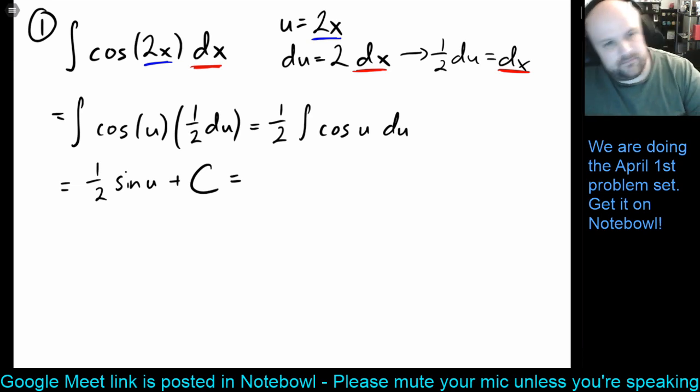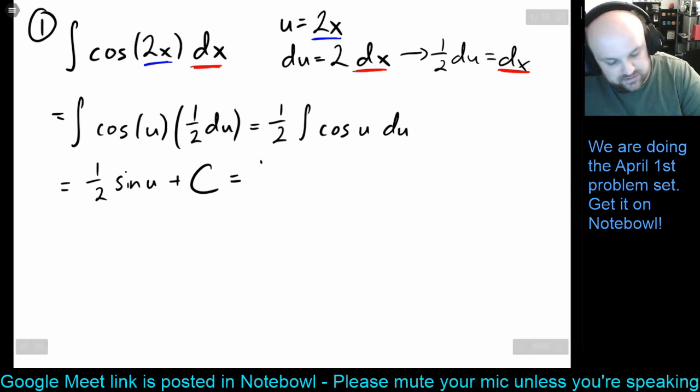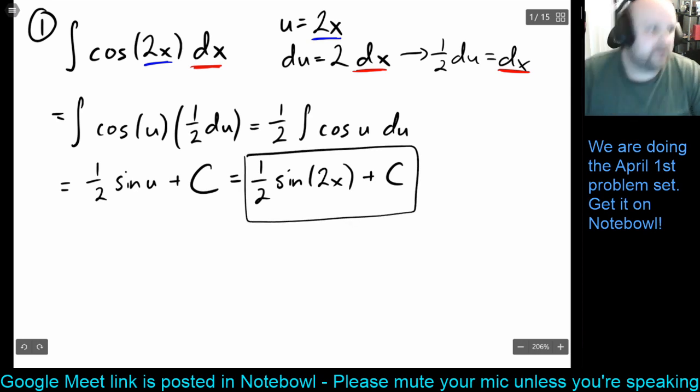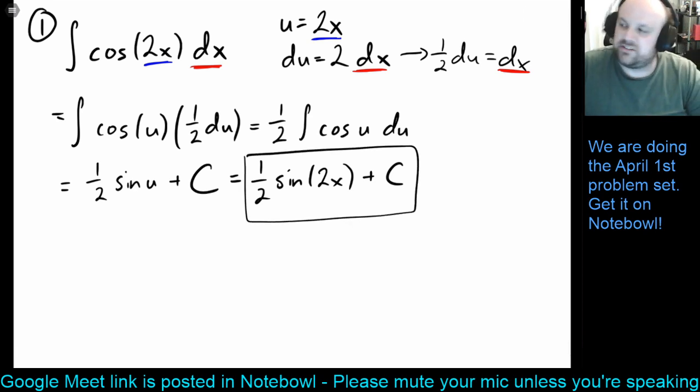So let's go ahead and replace the u with the original function of x: 1/2 sine of 2x plus c. And that's it. A nice simple one to start off with. Any questions about that? Because once we have the basics of this, the rest of them aren't that bad.